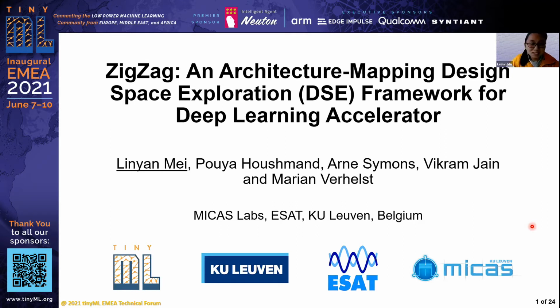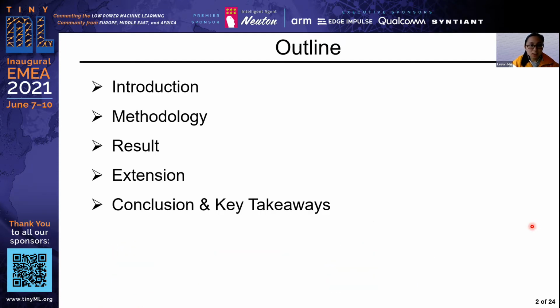Thank you. So today I'm going to present our work, ZigZag. It's a deep learning accelerator design space exploration framework, which supports the architecture and the mapping search. So let's start. In the beginning, I will give you a general introduction of the background, and then the methodology we use to build the whole framework, and some results based on the validation and the experiment, and some extension work that we recently finished, and finally the conclusion.